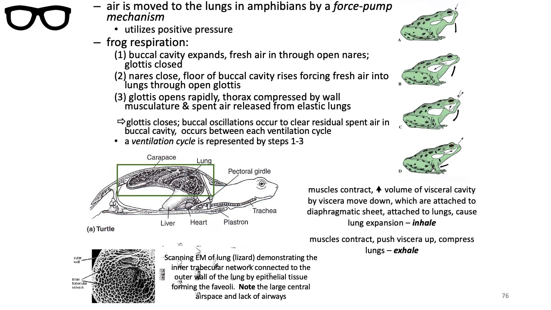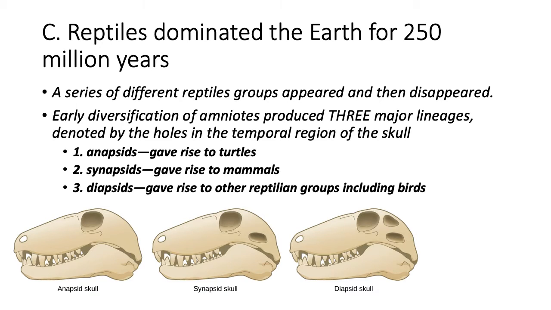Okay, so frogs, like I said, would have to open their mouth and force air in, and then they would close their mouth, and then they would take the air that's in their mouth and force it into their lungs, and that's how they do breathing. Whereas now with reptiles, we're going to have muscles and a rib cage and a diaphragm in some cases to help expand the lungs and contract them. So that's just extra info.